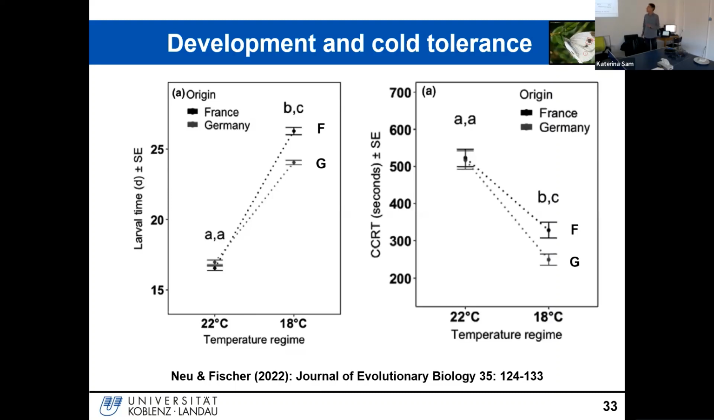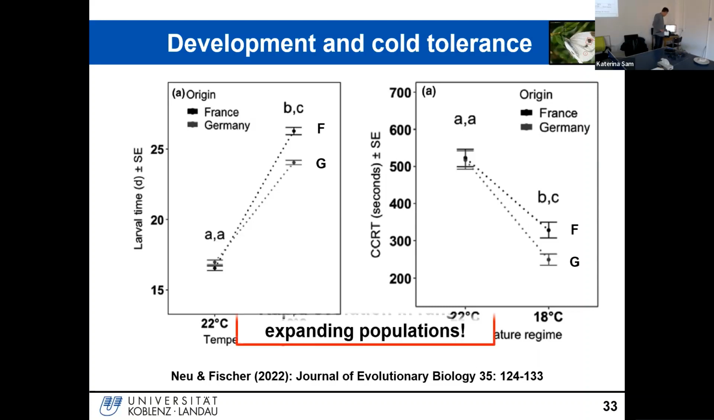We also investigated cold tolerance, which in this case is the chill coma recovery time. That is the time an individual needs to recover from chill coma. So the quicker, the better. Again, at the high temperature there are no differences, but at the temperature at which cold stress is more likely, we again see a significant difference between French and German individuals, with the German ones recovering quicker from cold stress, which means they are better adapted to cold stress. So again, rapid evolution in range-expanding populations, which was great for us to see.